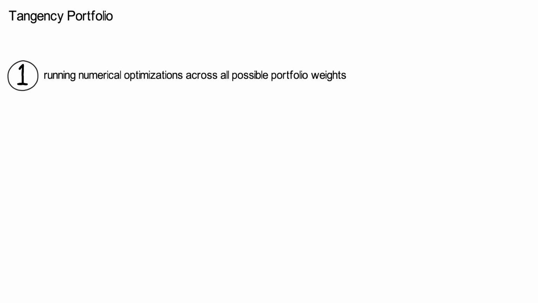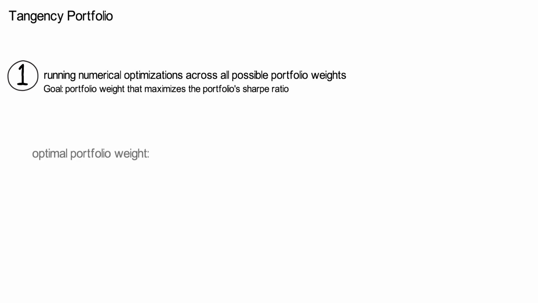Now, I'm going to present three ways for determining the tangency portfolio. The first approach is the most direct one. You have to run a numerical optimization across all possible portfolio weights WP, and you're going to search for the portfolio weight that maximizes the portfolio's Sharpe ratio. The resulting optimal portfolio weight is then the tangency portfolio, which I denote as WTP.